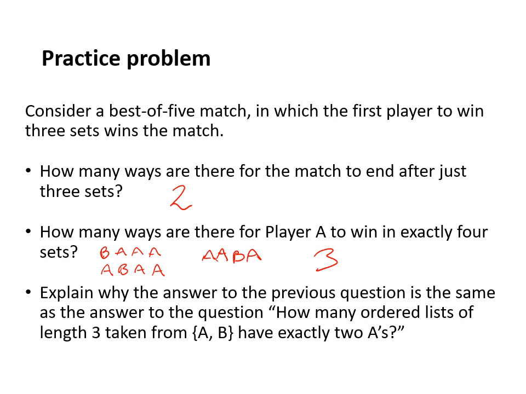Finally, explain why the answer to the previous question is the same as the answer to the question: how many ordered lists of length 3 from A, B have exactly 2 A's. So these are the same because for player A to win in exactly 4 sets, we know that the 4th set has to be A's win. And so we're looking then at ordered lists of length 3 that have exactly 2 A's. So they have 2 wins. So that's why these two are identical.